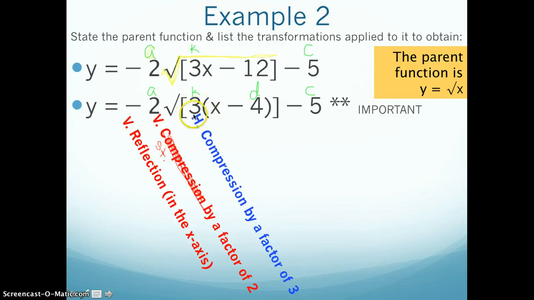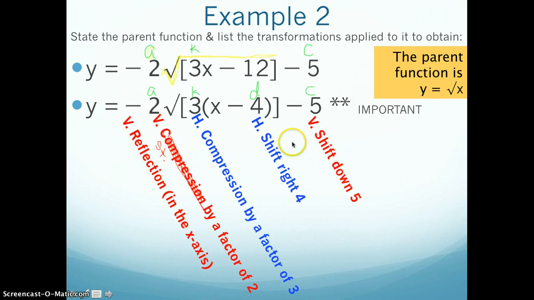Because k is large, that's actually going to result in a horizontal compression. So a large a made a stretch, a large k makes a compression. So they operate in different ways. Next is this d. It says negative 4, so we're actually going to move right by 4. And then the c on the end says minus 5. We're actually going to move down by 5, exactly as it says.